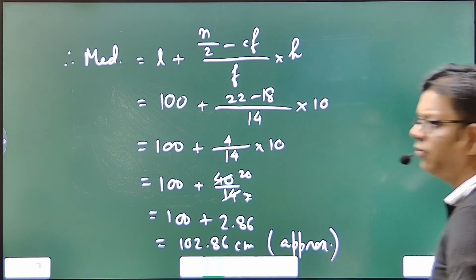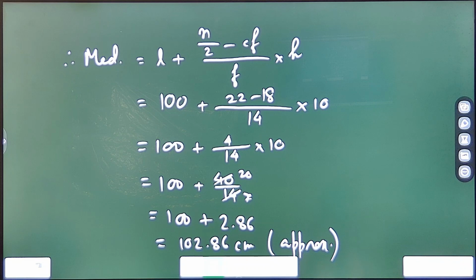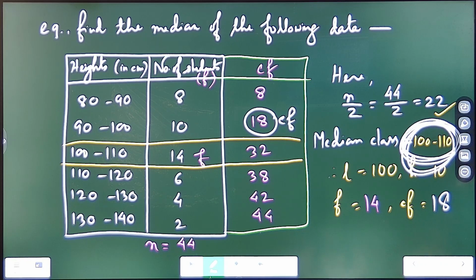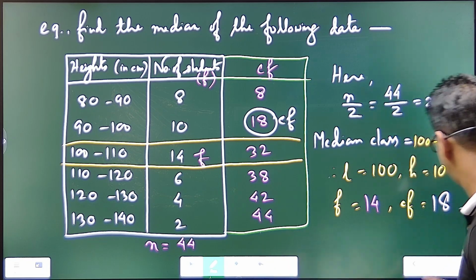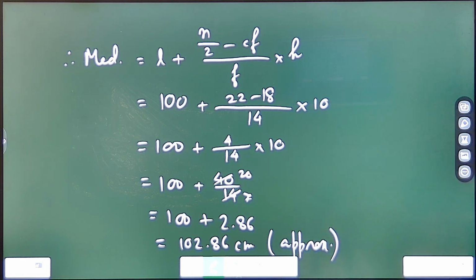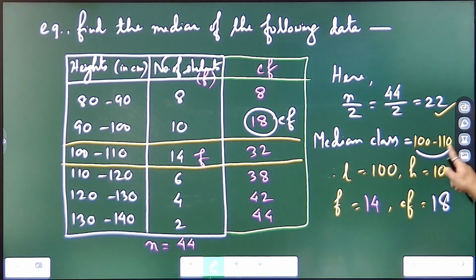Getting it? Now, one thing you see, what is the answer you got just now? Median 102.86, and obviously it will lie in the median class. Median class is 100 to 110, yes or no? From 100 to 110, and your answer just now is 102.86. So it is lying in that. So it is in between. 102.86 is between 100 and 110. Got it? Okay. Please practice this.